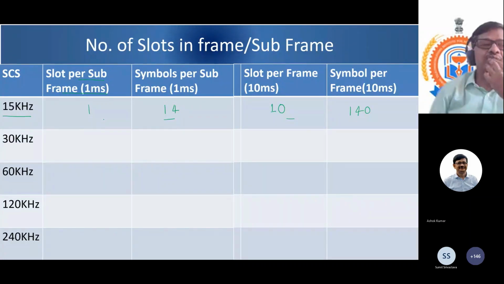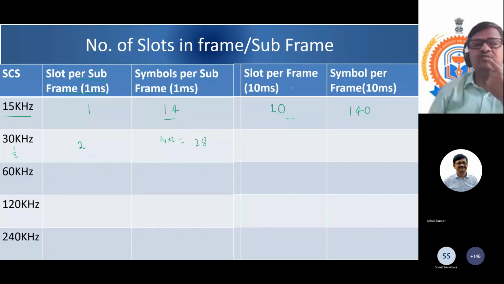How many slots do I have in 30 kilohertz in a 1 millisecond subframe? Two, yes. The slot duration earlier was 1 millisecond, here it is half a millisecond. So I can accommodate two slots. Then within that 1 millisecond, how many symbols can I have? Two slots, one slot can have 14, so 14 into 2, that means I have 28.